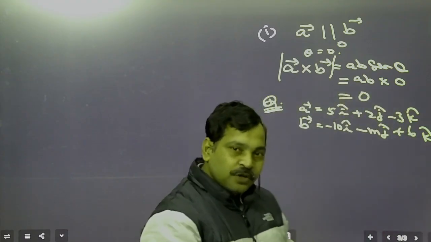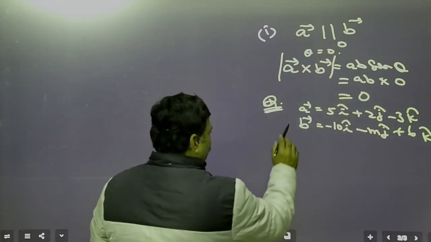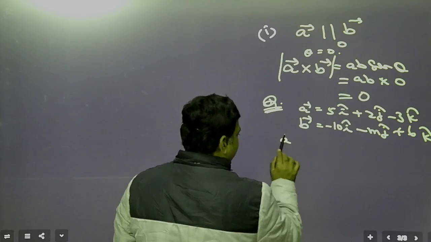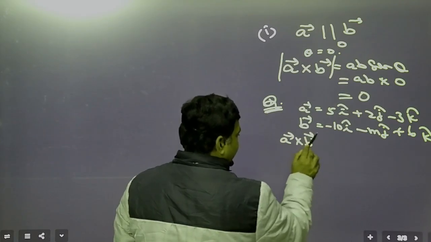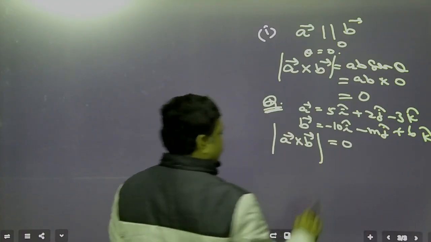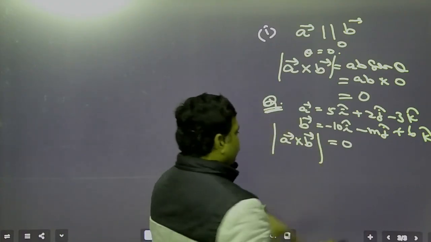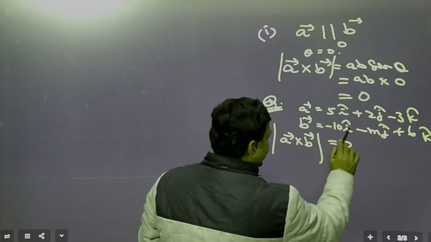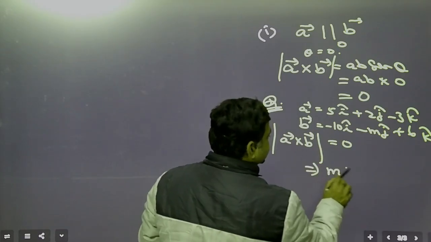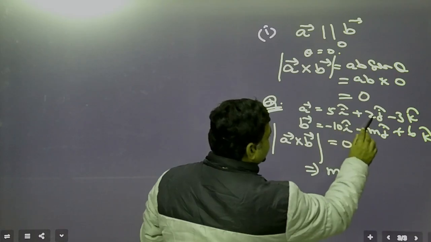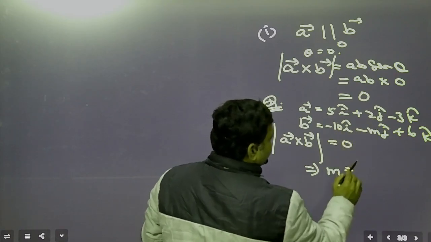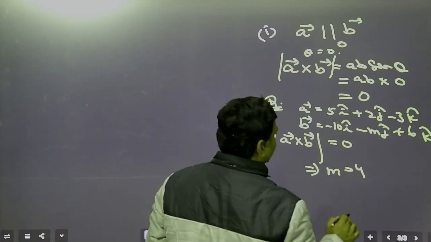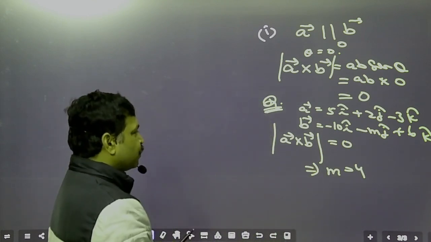So then what we'll do? We'll find out the magnitude of A cross B. This should be 0. So if you calculate, finally you will find the value of m will come as 4. The value of m will be equal to 4.